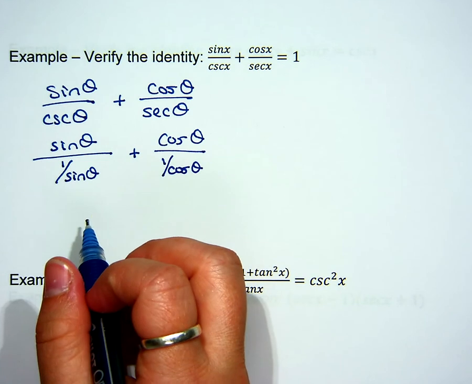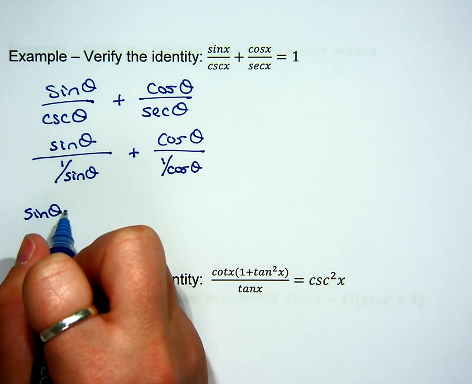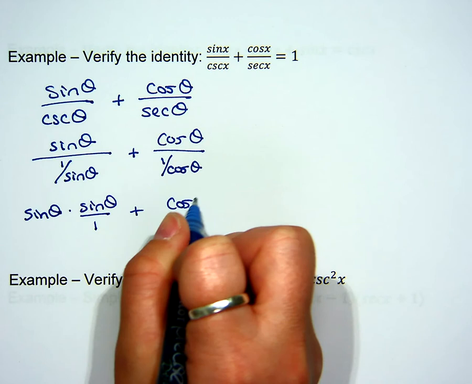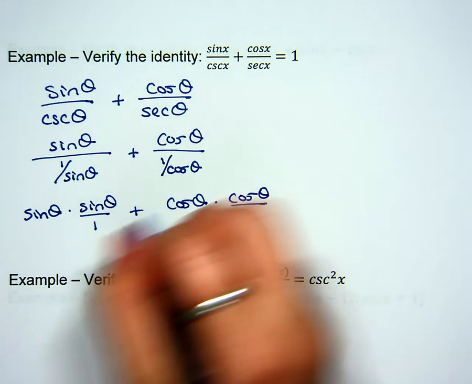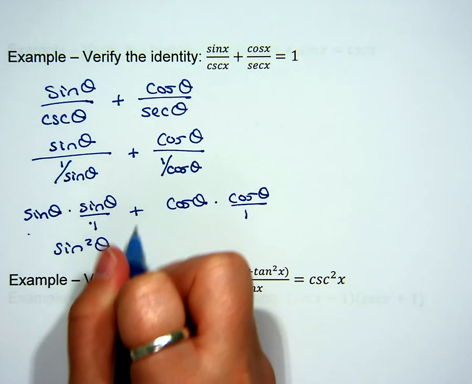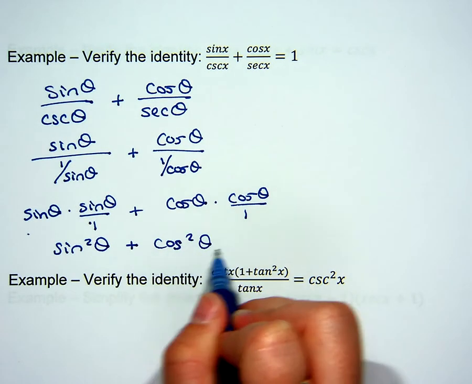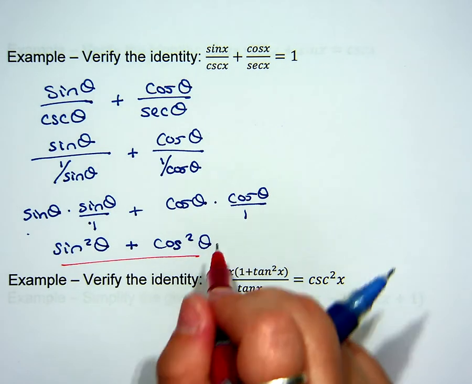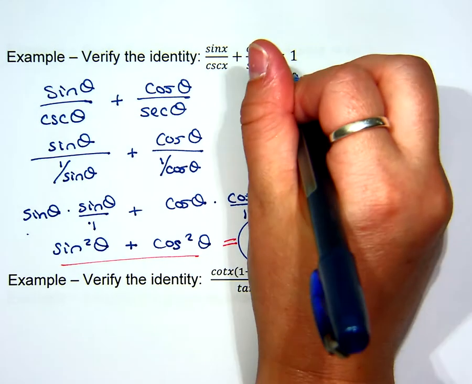Now, fraction division becomes fraction multiplication by the reciprocal of the denominator. So I have sine times sine over 1 plus cosine times cosine over 1. Oh, well, sine times sine is sine squared. Bring my plus sign down. Cosine times cosine is cosine squared. Oh, wait a minute. There's that famous identity again. Sine squared plus cosine squared equals 1. And that's exactly what they wanted you to show.